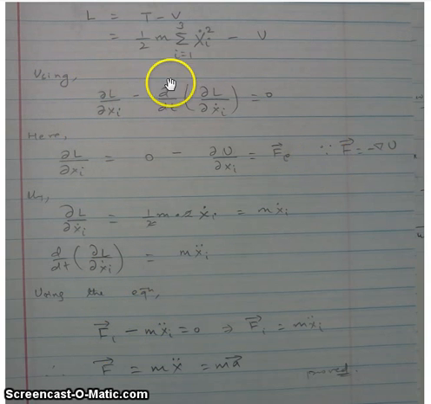So using the Euler-Lagrange equation, this term, which is equivalent to F_i, minus this term, which is equivalent to m x_i double dot, equals 0. Taking m x_i double dot to the right hand side, the force in the i direction equals m x_i double dot, and this is true for all other directions as well. That's why we can generalize it as F equals m x double dot equals ma. Hence proved. That's it.